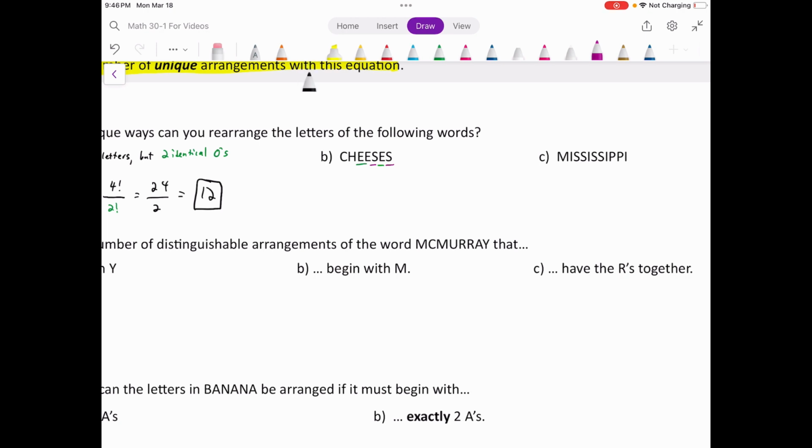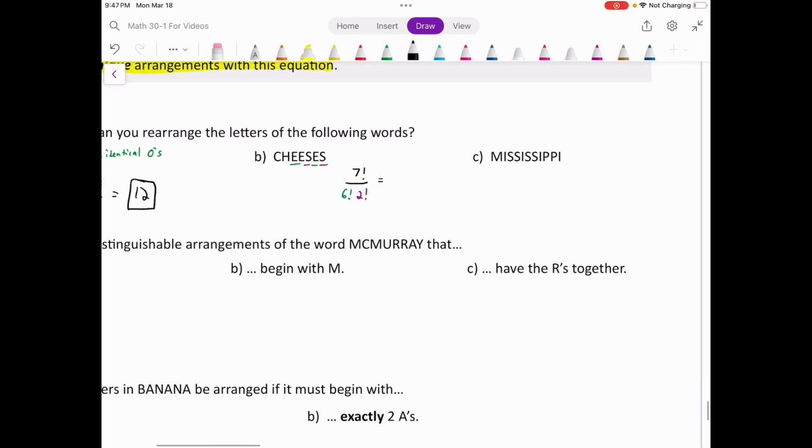So there are 1, 2, 3, 4, 5, 6, 7 letters. So there's 7 factorial ways to arrange 7 letters, but we're going to get 3 factorial, or 6 times too many, because of the fact that 6 of those just come from swapping around the E's, right? And then another 2 factorial just from swapping around the S's, which again doesn't give us different arrangements. So it's 7 factorial, but then we need to divide by 3 factorial and 2 factorial.